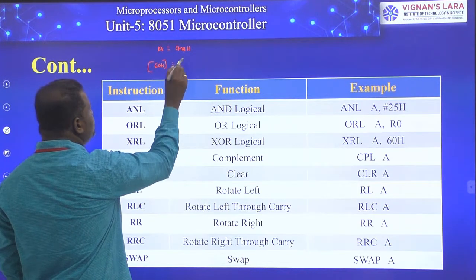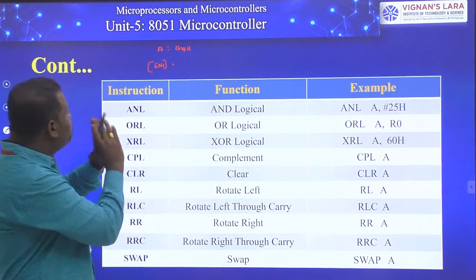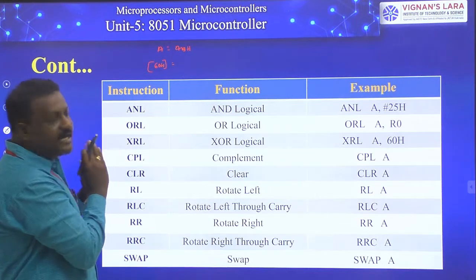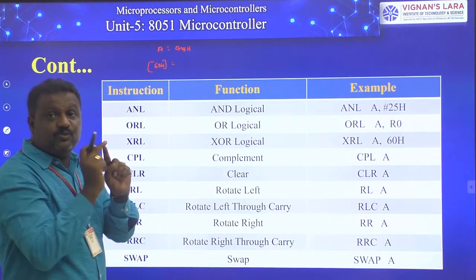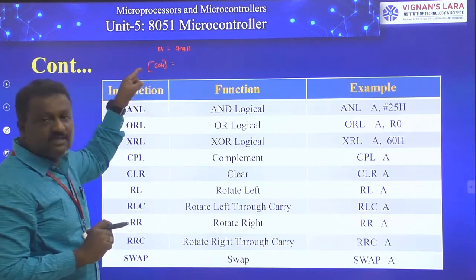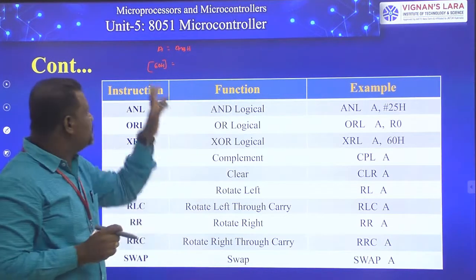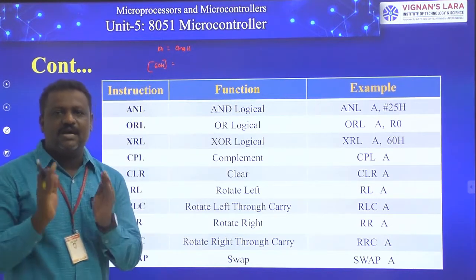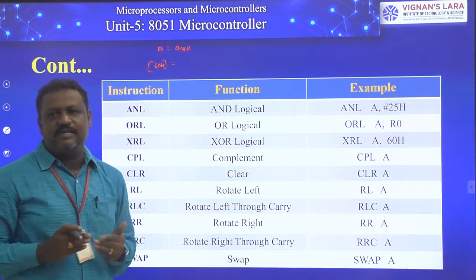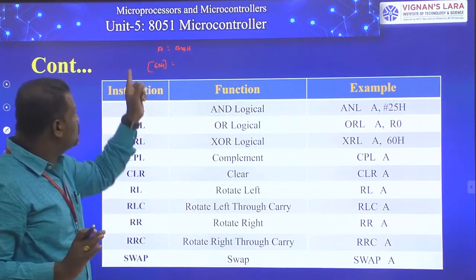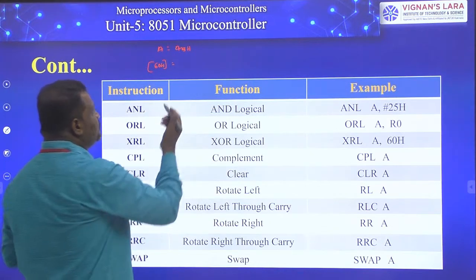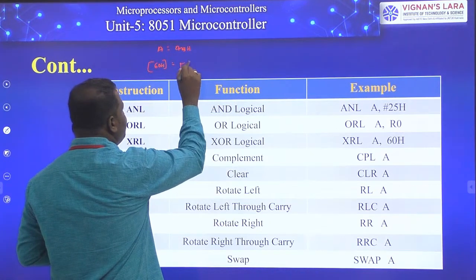See here, friends, I am not writing directly 60H. I am writing the content of 60H. That means this 60H is treated as the address of data. It is not data directly itself. So the content of 60H, I was assuming, is some EFH.